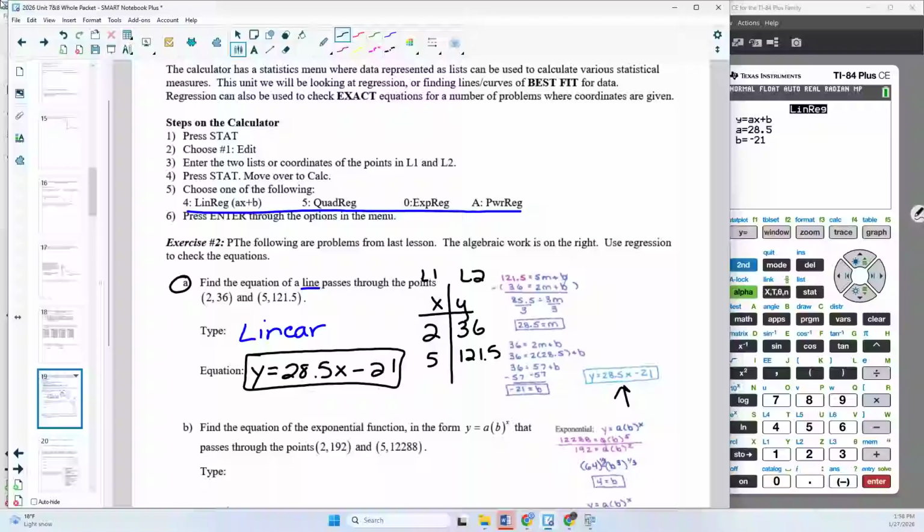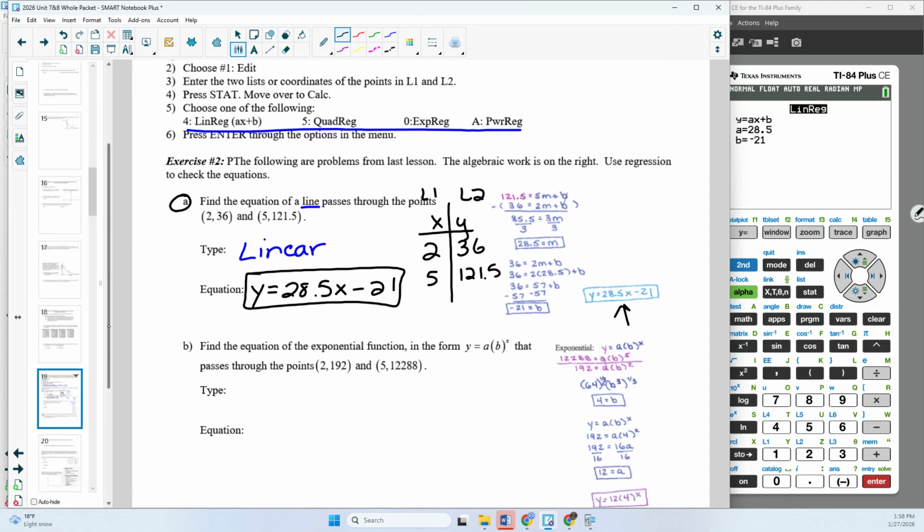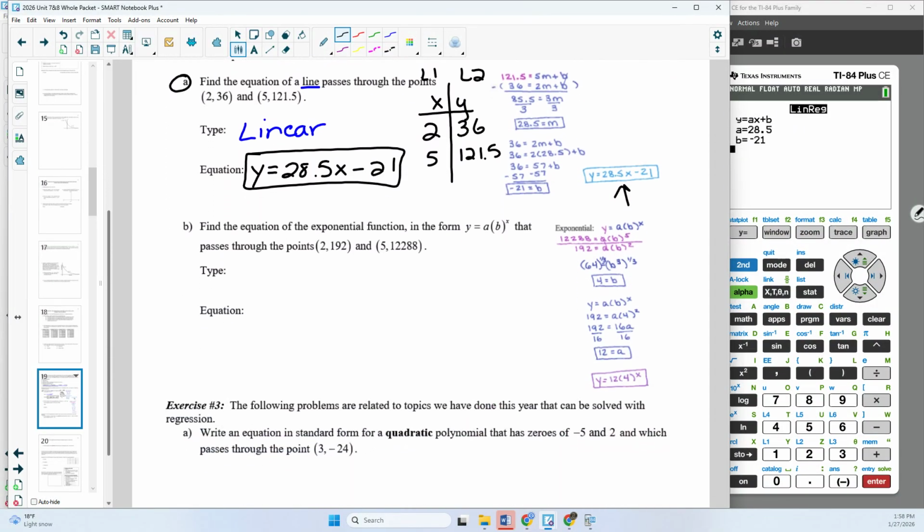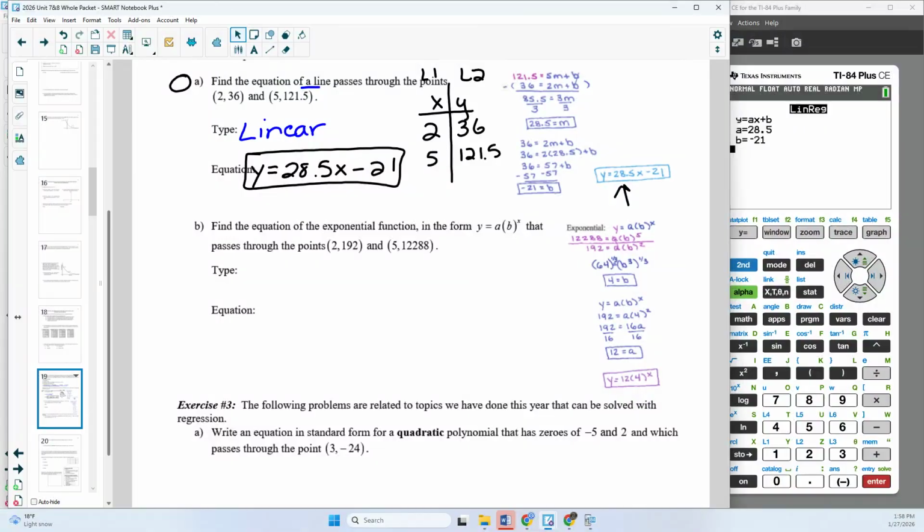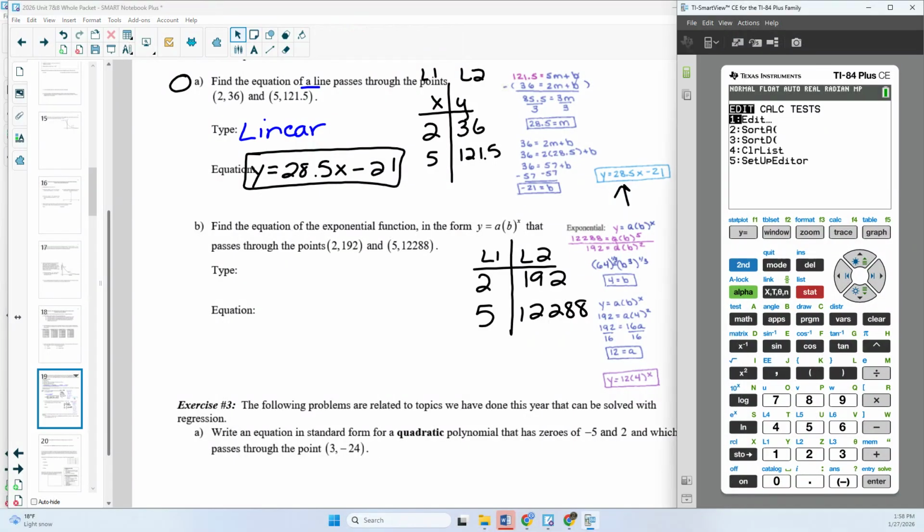So in the next problem, we're going to go through those steps again, so this is a good chance to make sure you understand the calculator. This is just an exponential problem. So setting up my table, my x's are 2 and 5 again, and my y's are 192 and 12,288. So I go to my stat button and edit to enter those numbers in.